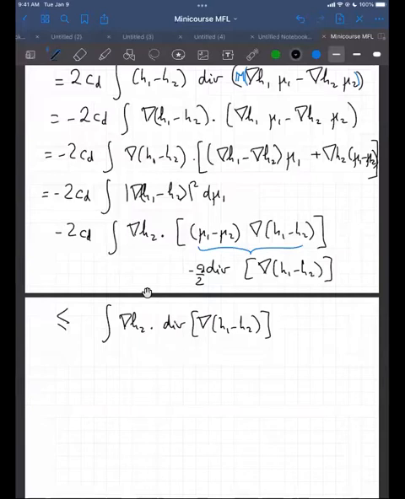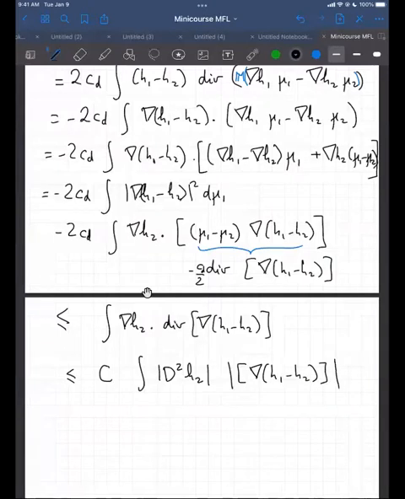And now one last thing: integrate by parts again. I will bound this by C times the integral of two derivatives of h2 times just the modulus, or the norm, of this tensor of grad h1 minus h2. And to conclude, what do we say?